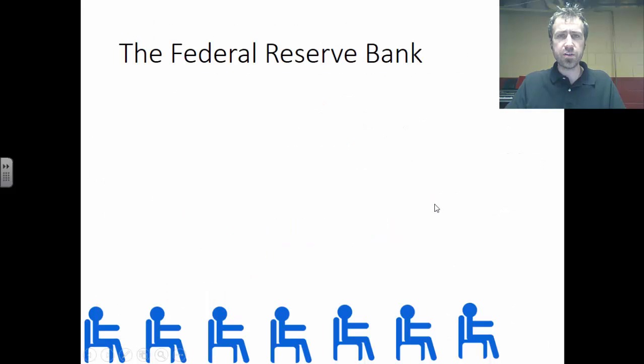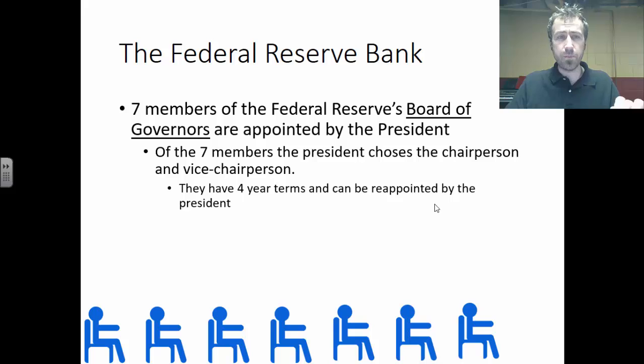Now, the Federal Reserve Bank is controlled by the Board of Governors. There's 7 members of the Board of Governors. So here they are. They're all part of the Board of Governors. And of the 7 members, the president chooses the chairperson. So the chairperson is the president, so to speak, of the Federal Reserve. And they choose the chairperson and the vice chairperson. So there's your vice chairperson. Did you see it? The vice chairperson. One more time. The vice chairperson. There. Anyways, so all of them have 4-year terms and can be reappointed by the president.